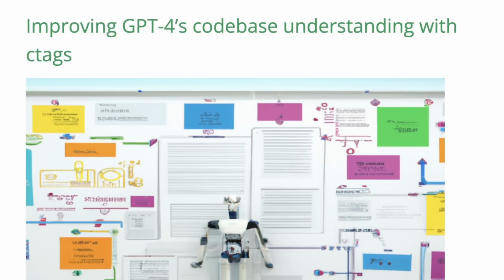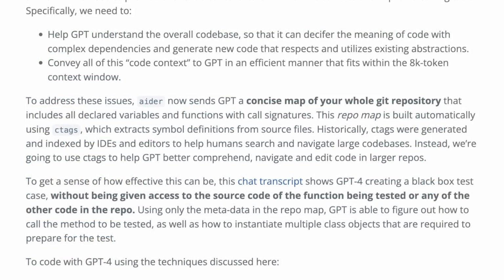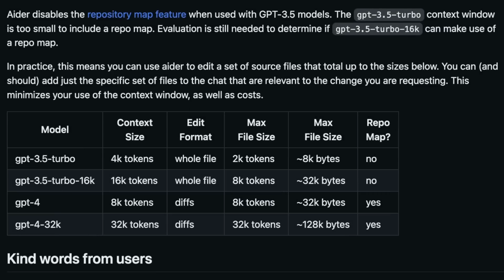Now, if you have access to the GPT-4 API, then AIDER will use CTags. It will create a concise map of your whole repo, including all the declared variables and functions, and then it will use the CTags library to provide these as context to the GPT-4 API. However, you need a much larger context window for this to work. This means that we can use GPT-3.5 Turbo, but since the context window is smaller compared to GPT-4, they have disabled the repository map feature using CTags.